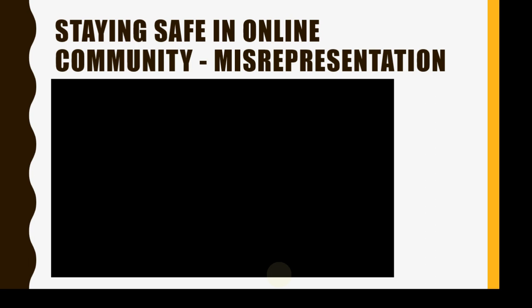Also, there's something called grooming. Grooming is pretending to befriend someone, often a child or young adult, with the intention of harming or abusing that person. So if you disclose personal information, people could use this information for the purpose of grooming, or to locate the person or their friends and family, right?